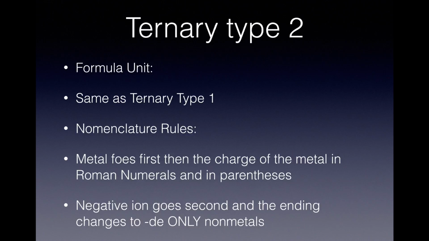Now we're going to talk about ionic type 2. The formula unit is the same as ionic type 1. And the rule is metal first, then the charge of the metal in Roman numerals in parentheses. Because some metals have several charges, we use parentheses to tell us which one we are using. And the negative ion goes second, and the ending changes only if it's a nonmetal, as in ionic type 1, because if it's a polyatomic ion, the ending wouldn't change.